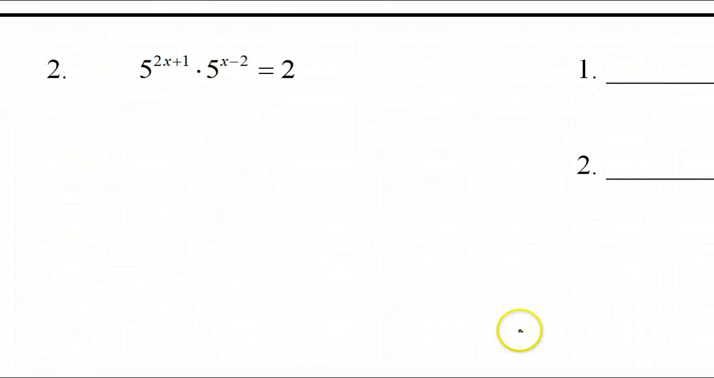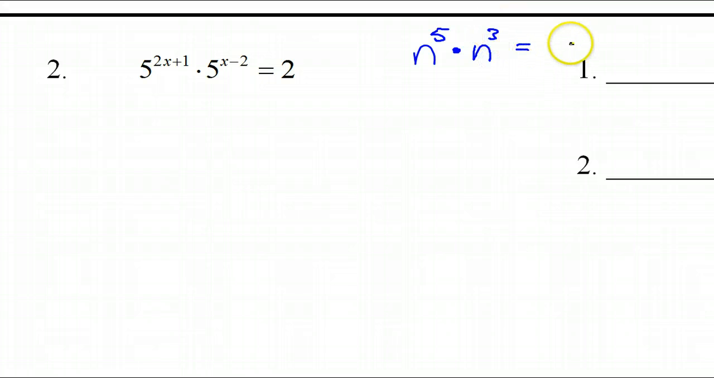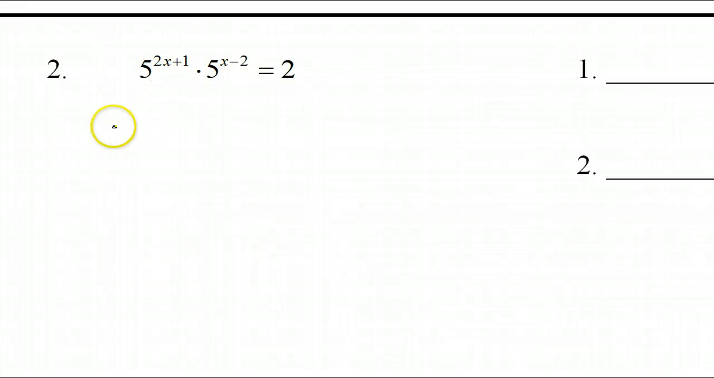Alright, number 2. Now, we have these bases and we're multiplying. When you multiply two things with like bases, you add the exponents. Think about it. If I had n to the 5th power times n to the 3rd power, what would you get? Hopefully you know that that's n to the 8th power because you add. Well, that's the same thing we're doing now. Alright, so I will have 5. 5 does not go away. But 2x plus x is 3x. 1 plus negative 2 is negative 1. And that is equal to 2.